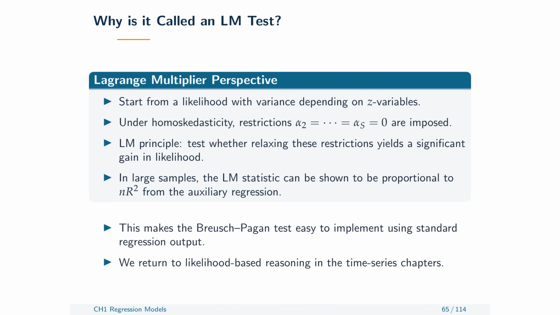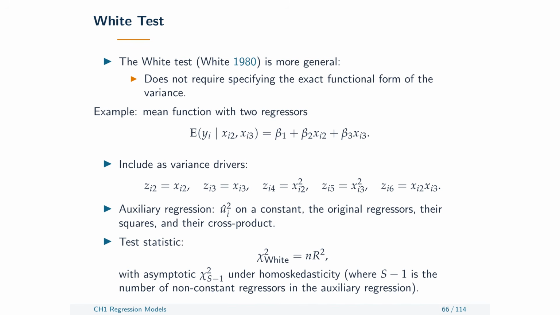The Breusch-Pagan-Godfrey procedure is called a Lagrange multiplier test because it asks whether relaxing the homoskedastic restrictions would improve the likelihood. Its convenient sample size times R squared form is an asymptotic result. In a small sample, the approximation and the sensitivity to unusual observations deserve caution.